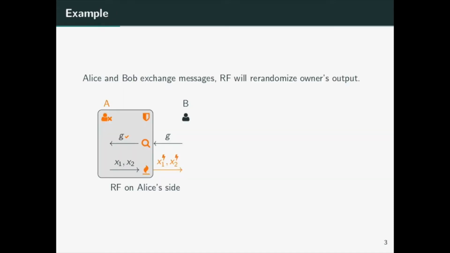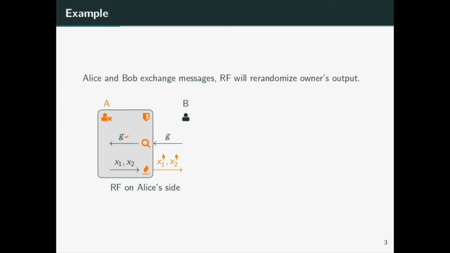If we have a look at an example, let's imagine that Alice and Bob are exchanging messages. The reverse firewall will re-randomize its owner's output. So in the first case, the reverse firewall belongs to Alice. Let's say that Bob will send some group element, for example his public key, and Alice will answer with 2 encrypted messages. When the first message comes through, so Bob's public key, the reverse firewall will simply forward it to Alice, having accepted that it's a good element, for example, maybe checking that it's not 0 or 1.